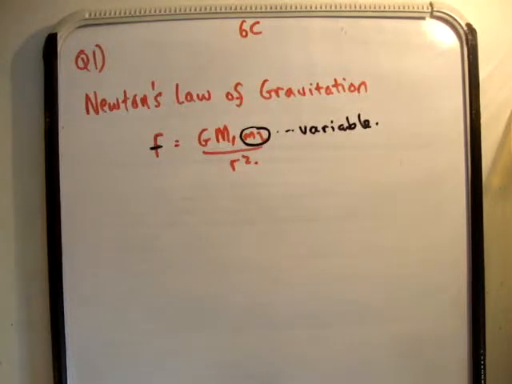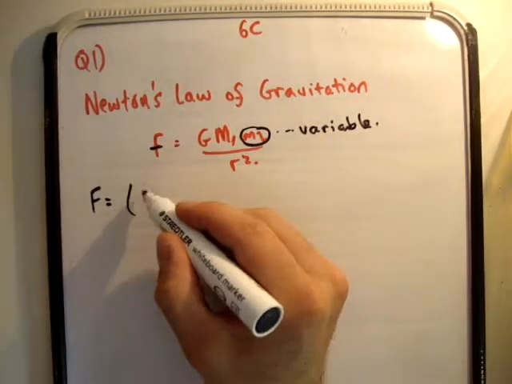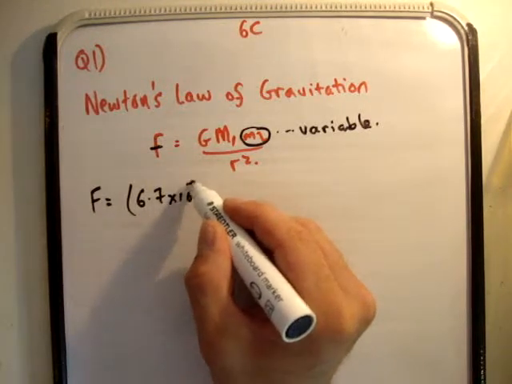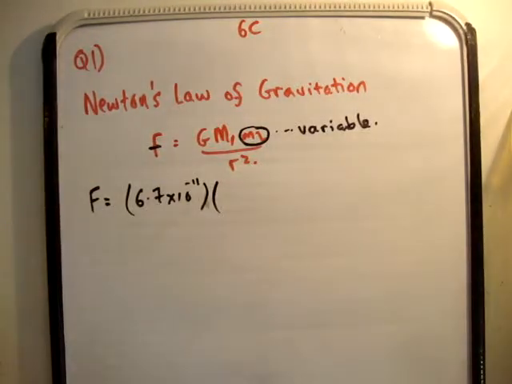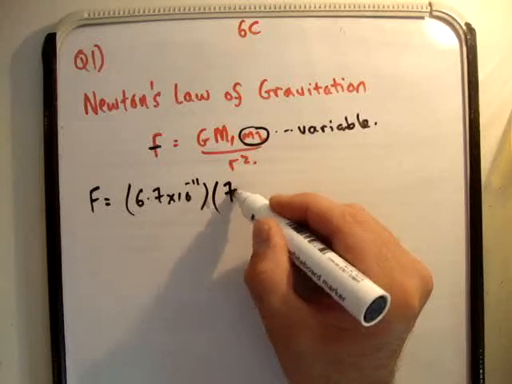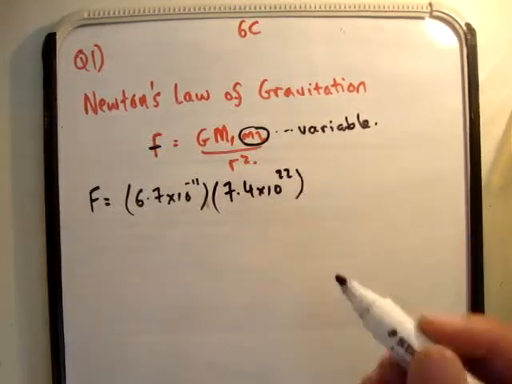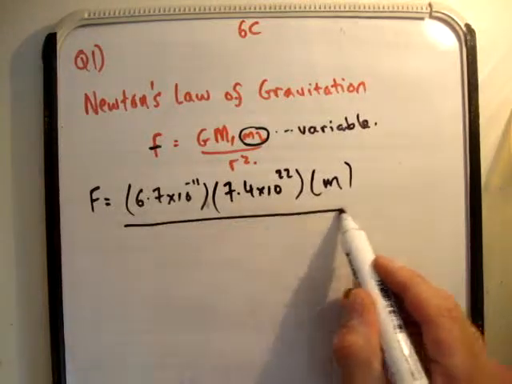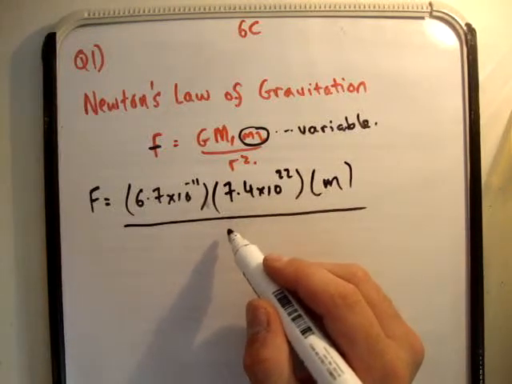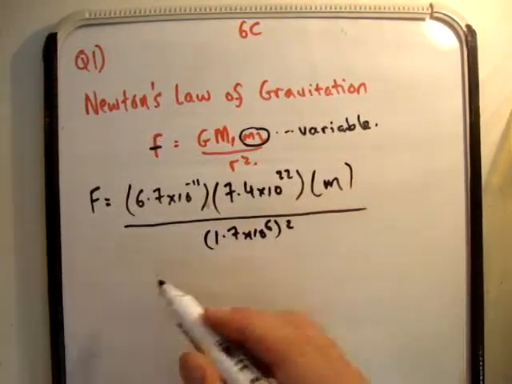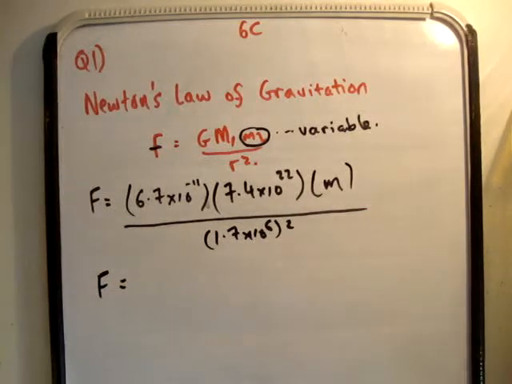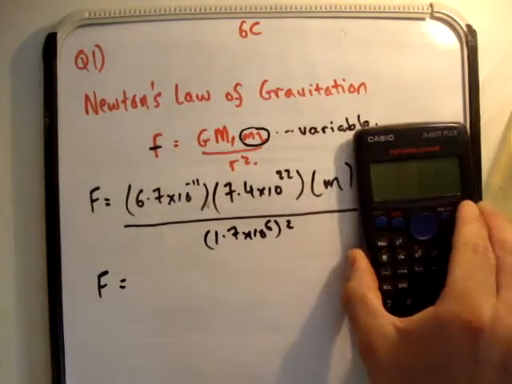Of course, the acceleration due to gravity at the surface of the moon is going to change. So we're going to get F is equal to, and we're given the gravitational constant, 6.7 times 10 to the minus 11, times the mass of the moon, which is 7.4 times 10 to the 22, times m, over the radius of the moon squared. The radius of the moon is 1.7 times 10 to the 6, and we need to square that.